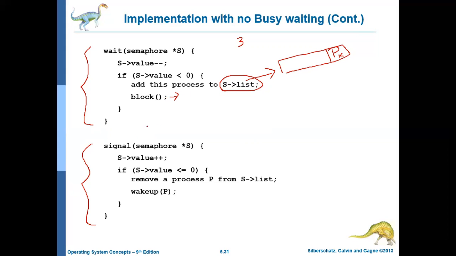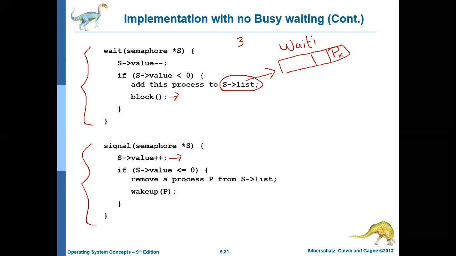Similarly in signal, if a process is coming out of the critical section, it calls signal. Here we increment the value, so whatever the previous value was, it will be incremented by 1. After incrementing, we check whether s arrow value is less than or equal to 0. If it is, then we remove a process from the previously blocked list. So this is the waiting queue; you can call it either the waiting queue or the blocked list.